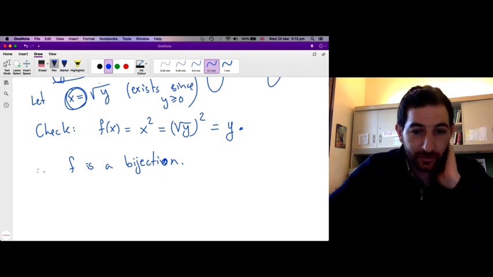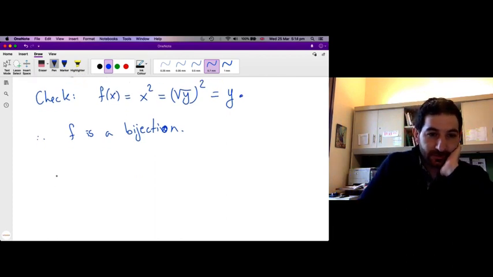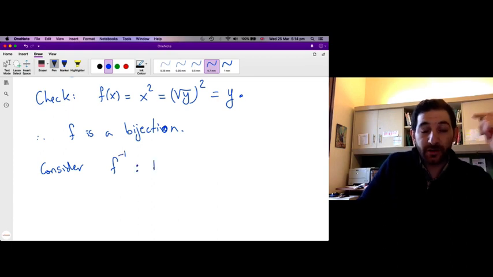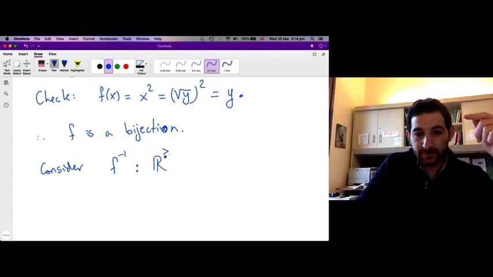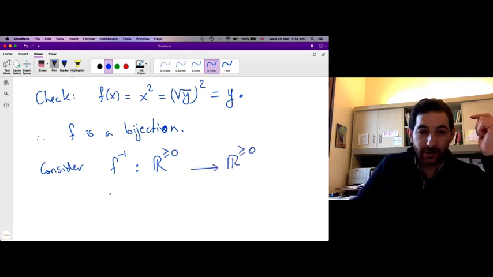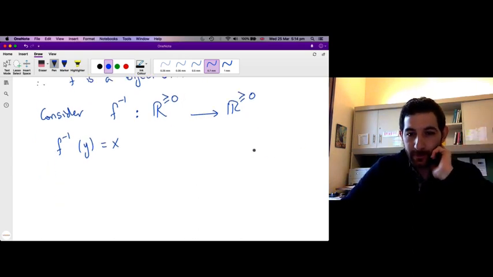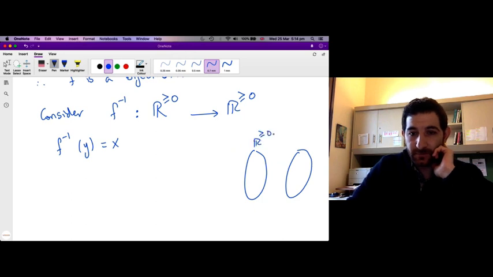So let's find a formula for the inverse. Remember, now consider f inverse, where f inverse will be from the codomain of f, which is the non-negative real numbers, to the domain of f, which is also the same set. And notice that f inverse of y is equal to x, and maybe the picture would help. Say this is the function f.